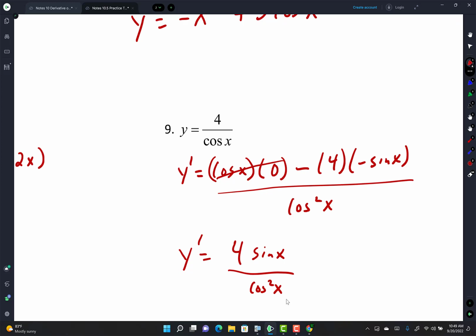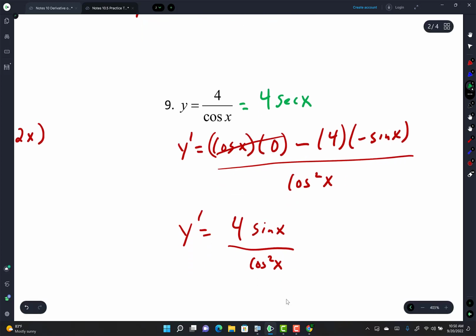We'll leave it like that. I want you to see something. Watch. One of the juniors said, can't I bring that cosine x up and write that as 4 secant x? I want you to see that the two expressions are going to be the same thing. If I wrote that as 4 secant x, I want you guys to see this.